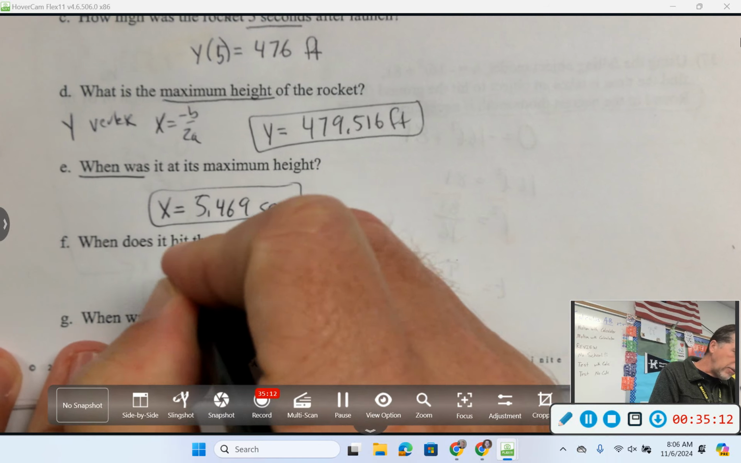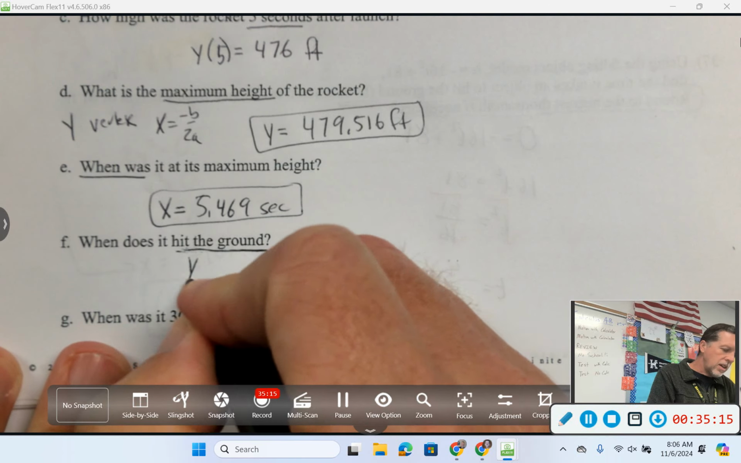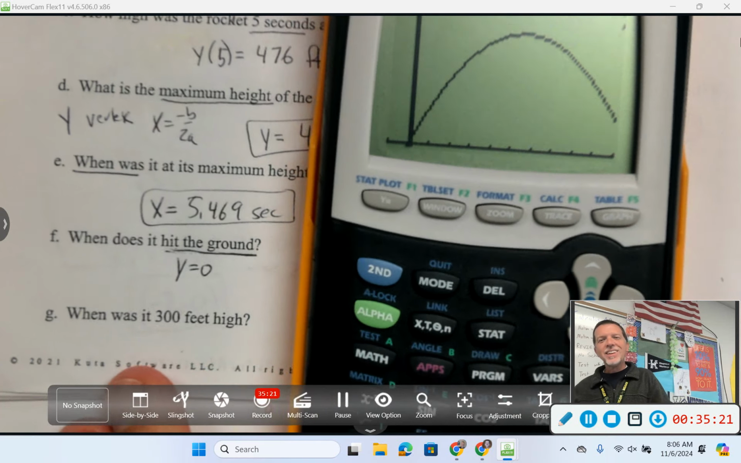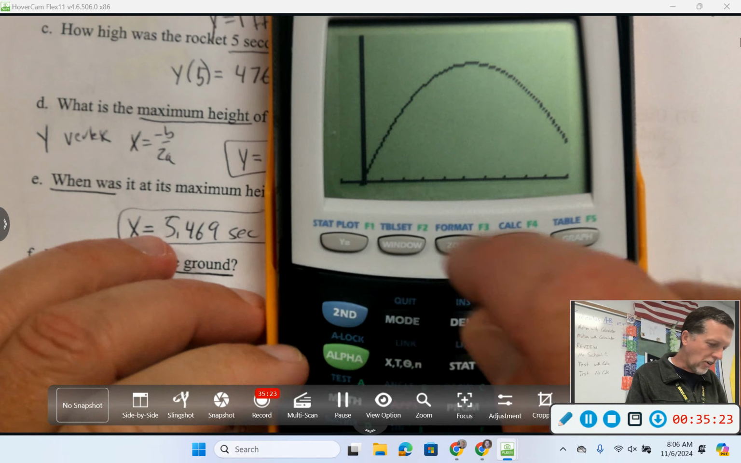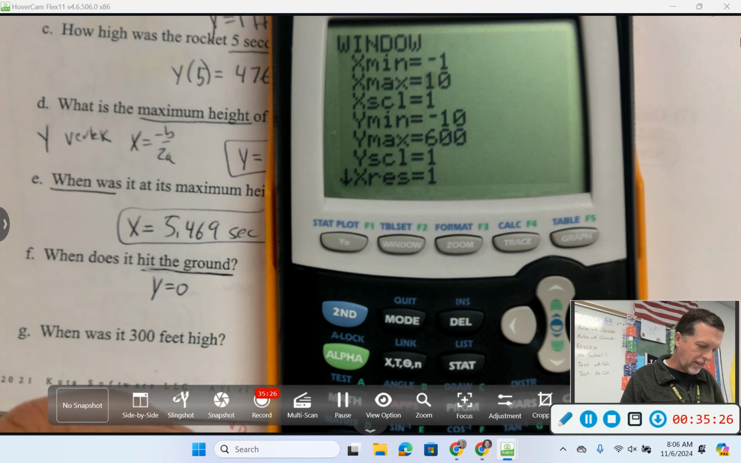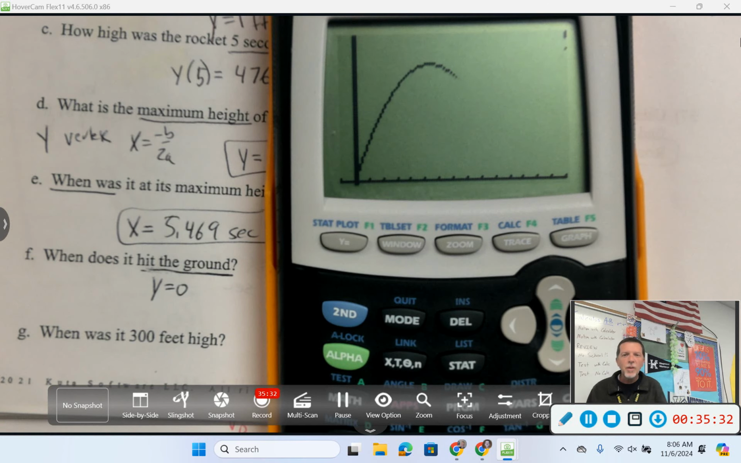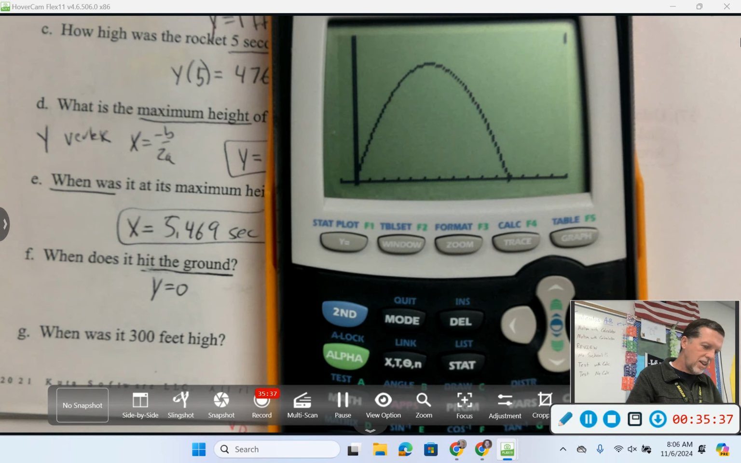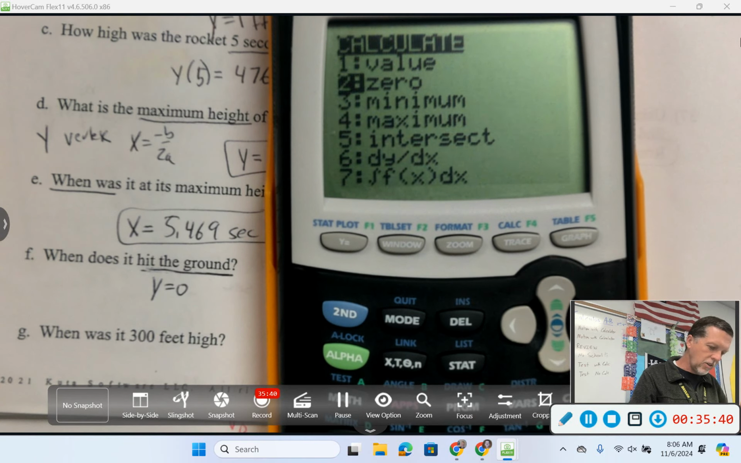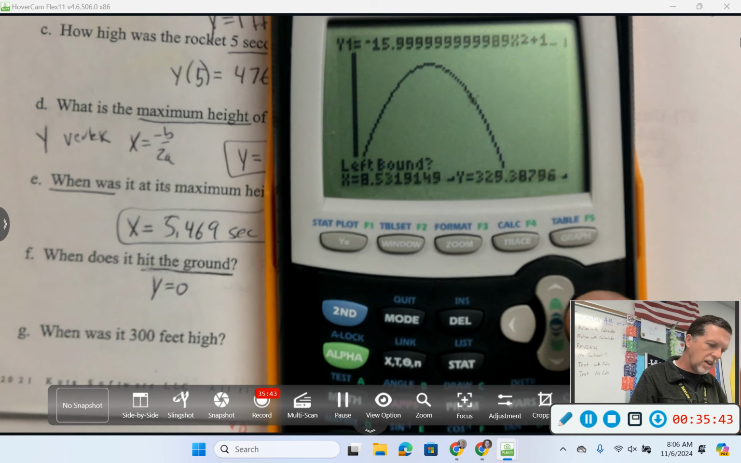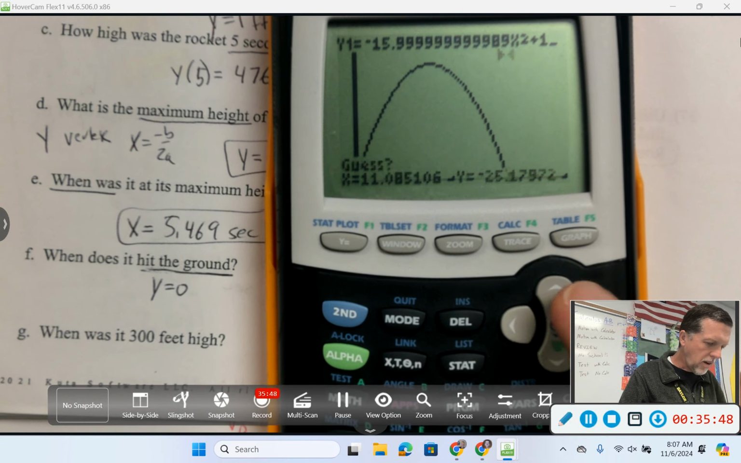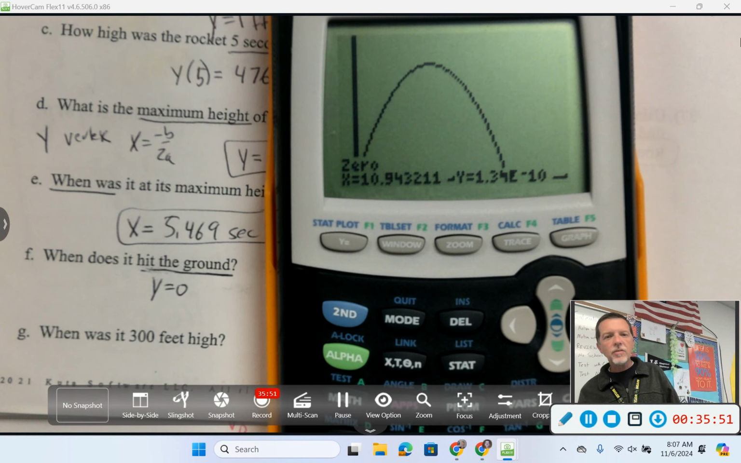All right, when does it hit the ground? What does it mean, hit the ground? What would I be looking for? Y is 0. When y equals 0, I should be able to find that on my graph, except this particular graph I didn't go far enough, so I need to look further on the x-axis here. 15, that's probably too far, but as long as I see it, that's all that matters. So there's where it hits the ground, right there. 10. So second calc, 0. Left bound, right bound, yes, 10.943.